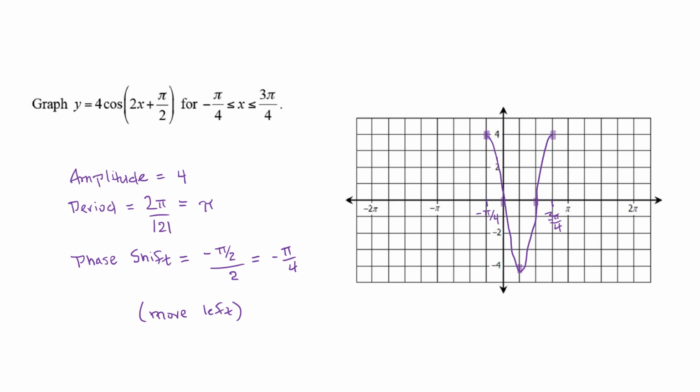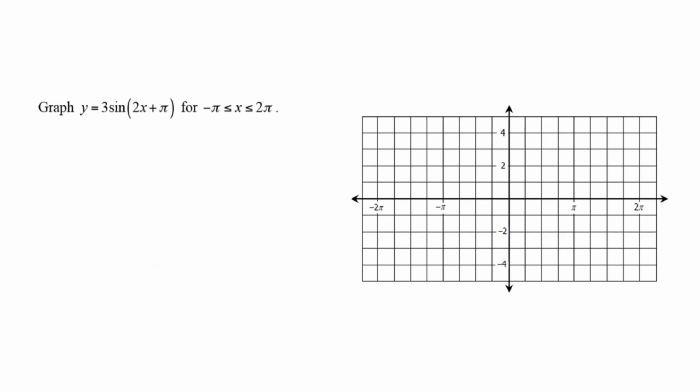Okay, so now we're working with a sine graph. So we have y equals 3 times sine of 2x plus pi, and we're working between negative pi and 2 pi. So both of those values are already on the graph here, which is great. So let's find our amplitude. Our amplitude is going to be 3.